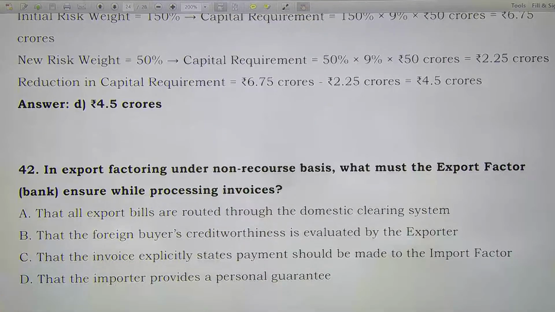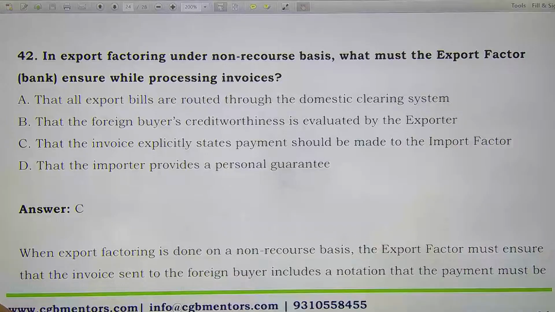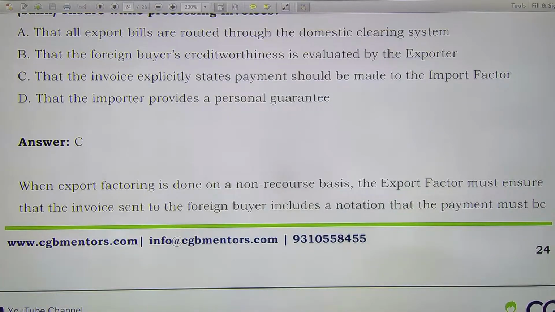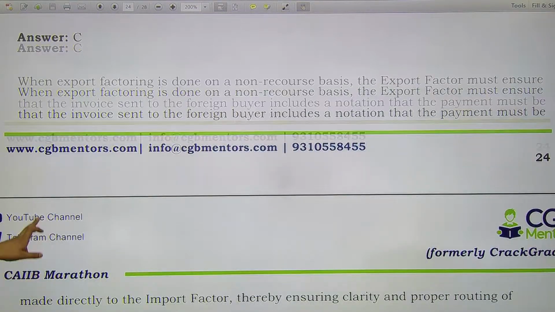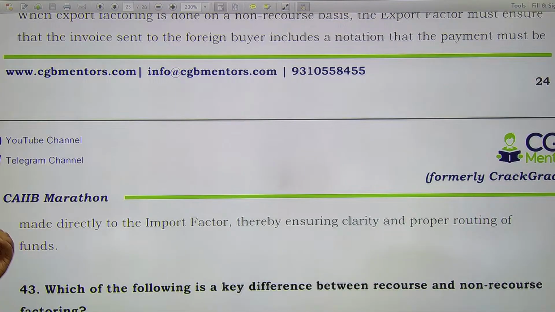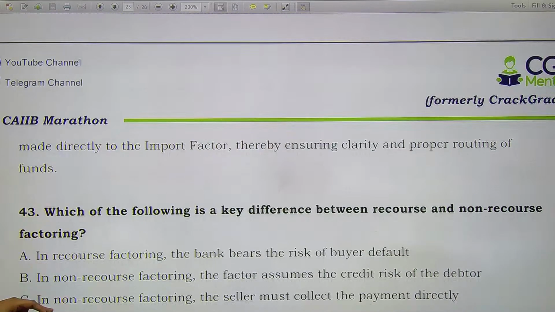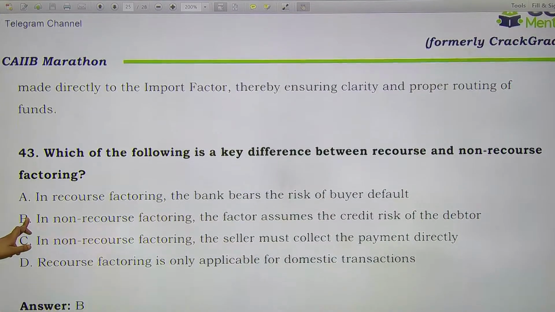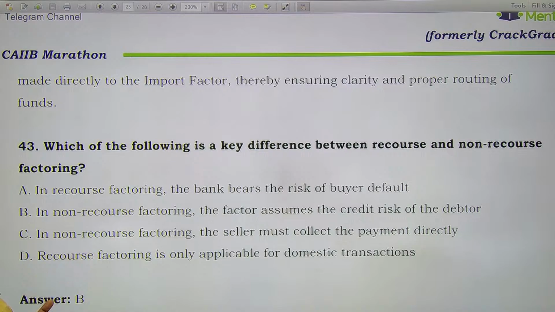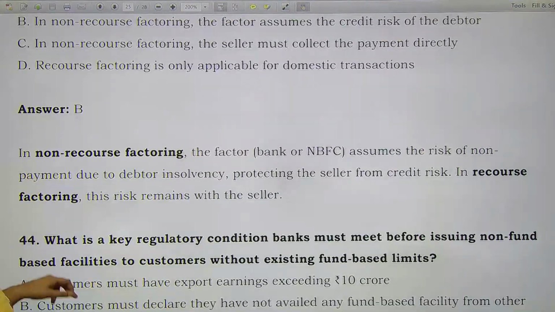Now, in an export factoring under non-recourse basis, what must the export factor ensure while processing the invoice? That the invoice explicitly states payment should be made to the import factor. When the export factoring is done, the export factor must ensure that the invoice sent to the foreign buyer includes a notation that the payment must be made directly to the import factor, so it ensures clarity and proper routing of funds. Now, which of the following is the key difference between recourse and non-recourse factoring? So over here, credit risk is the major factor of difference in both kinds of factoring. So option B is the correct one.